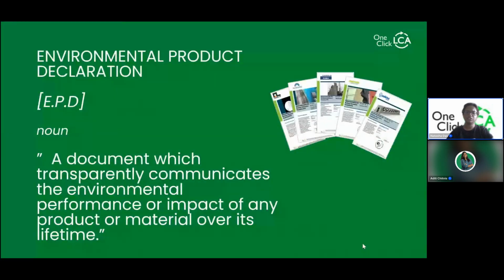A brief introduction into what an EPD is. An EPD is a document which transparently communicates the environmental performance or impact of any product or material over its lifetime. So what we are trying to understand is the environmental impact as a result of producing this product and using this product.